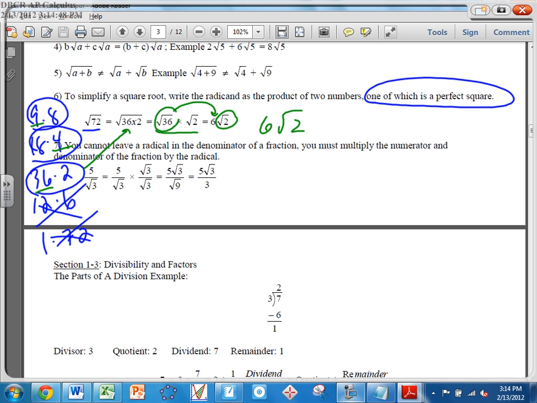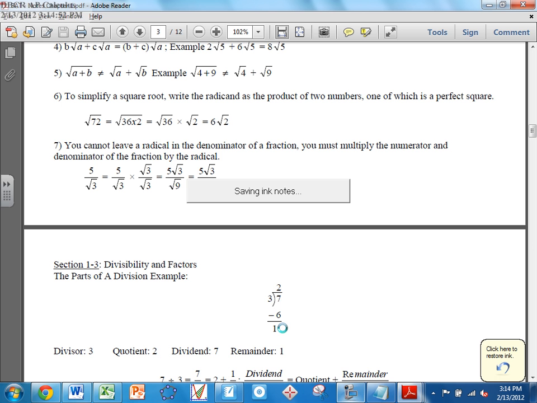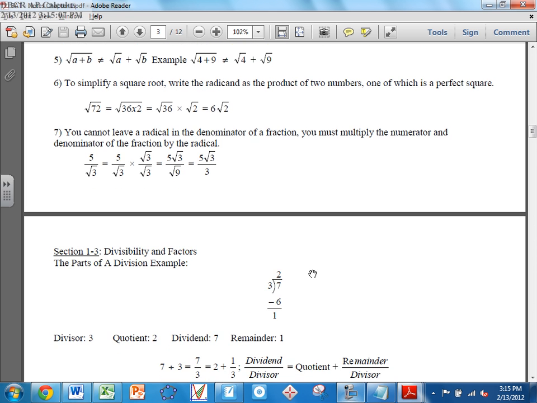The final thing to look at is rationalization, and you will only have to rationalize a simple denominator, not a binomial one. We'll talk about that later in the year. But for the SAT, you do not need to use a binomial denominator. The easiest way to get rid of a radical in the denominator is simply to multiply by that radical over itself. So in this example, this is the answer that we got.